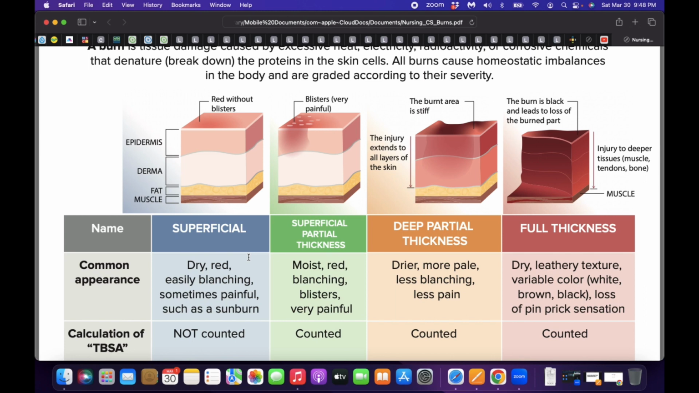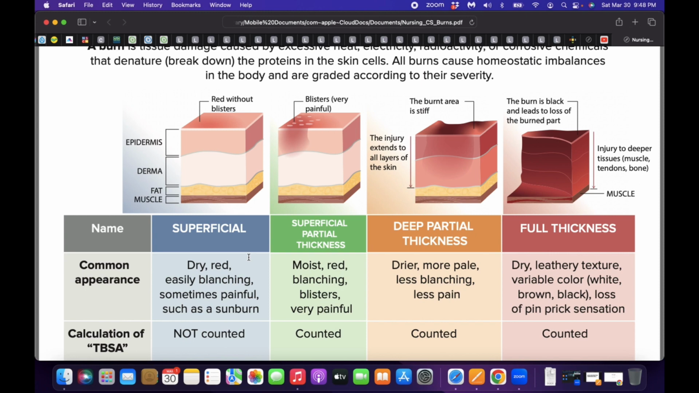For your full thickness, it's dry with a leathery texture and variable color. It could be white, brown, or black. There is loss of pinprick sensation. The burn is black and leads to loss of the burnt part, and the injury extends to deeper tissues, including your muscle, tendons, or bone.